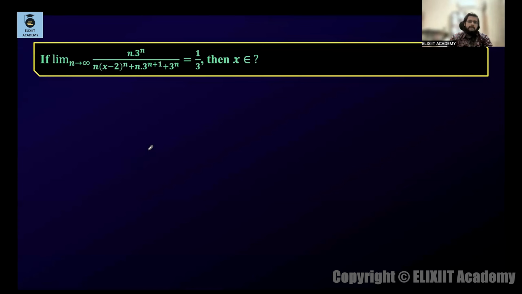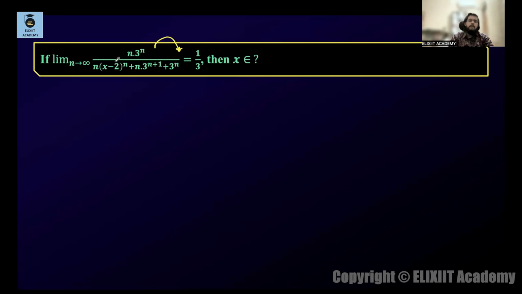Anyway, here we start with the first question, which says limit n tends to infinity, and we have this entire limit. This is given to be 1/3. X belongs to what? We have to find the range of values of x. So first of all, in this question, the answer of this limit is given. We are not asked to find the limit or solve the limit. We have to find the values of x, which is inside this limit actually.